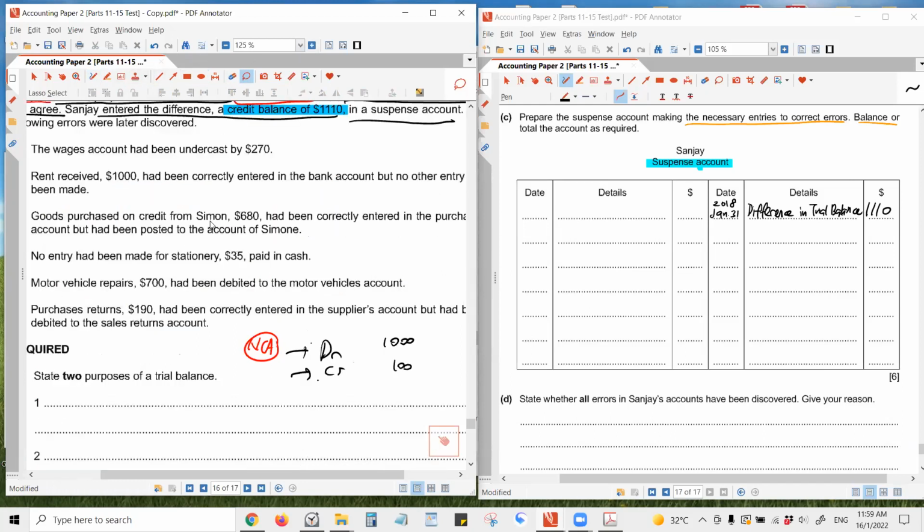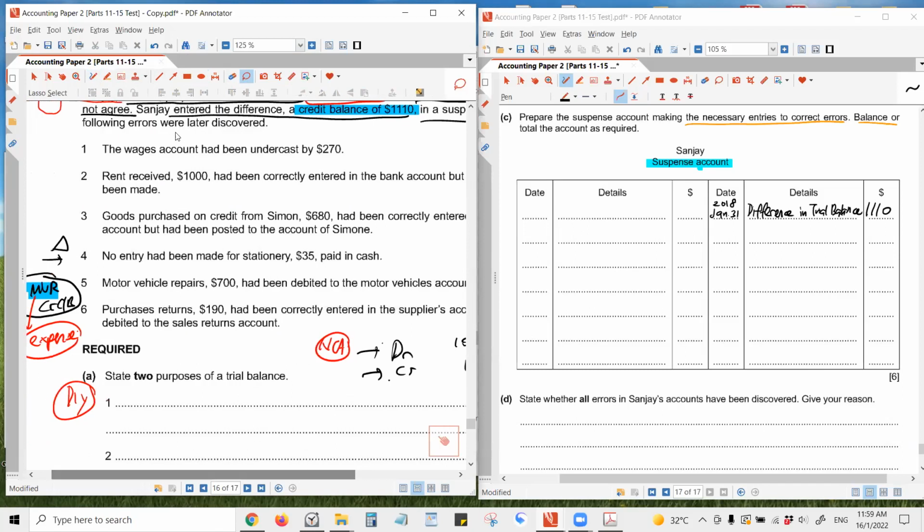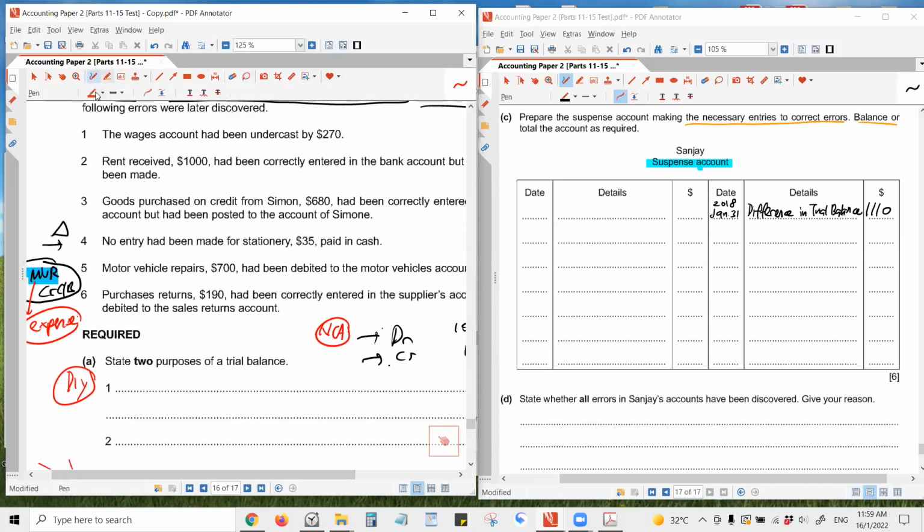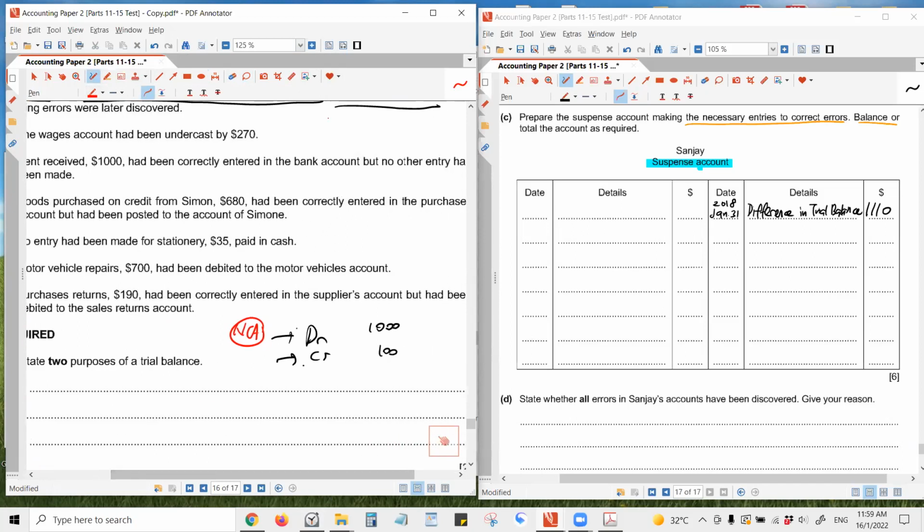I zoom in, yeah. Wages account had been undercast by 270. That means you have to know in a wages account, a number appears on the debit or credit side. Okay, everybody, this is a question to you. You answer in the chat box. In a wages account, if you have a number, the number should appear on the debit or credit side of the wages account.